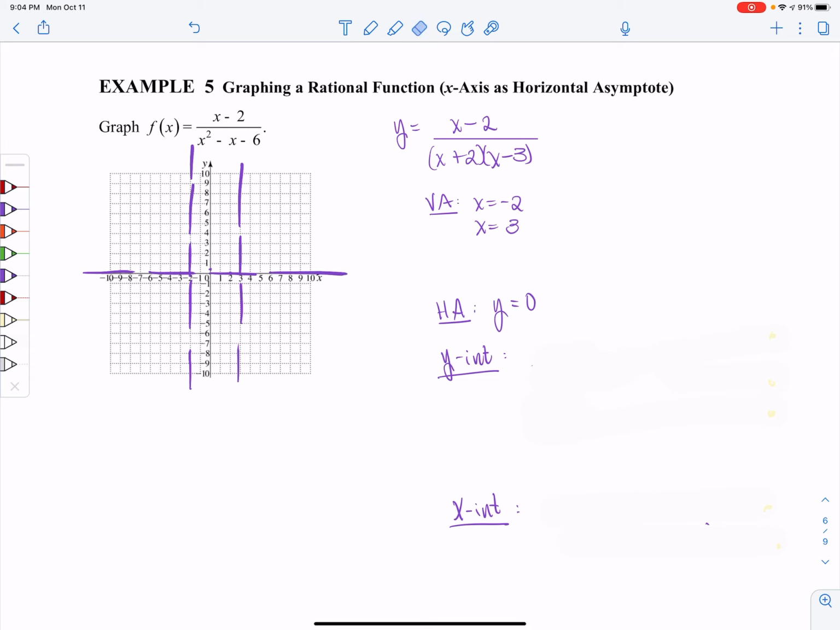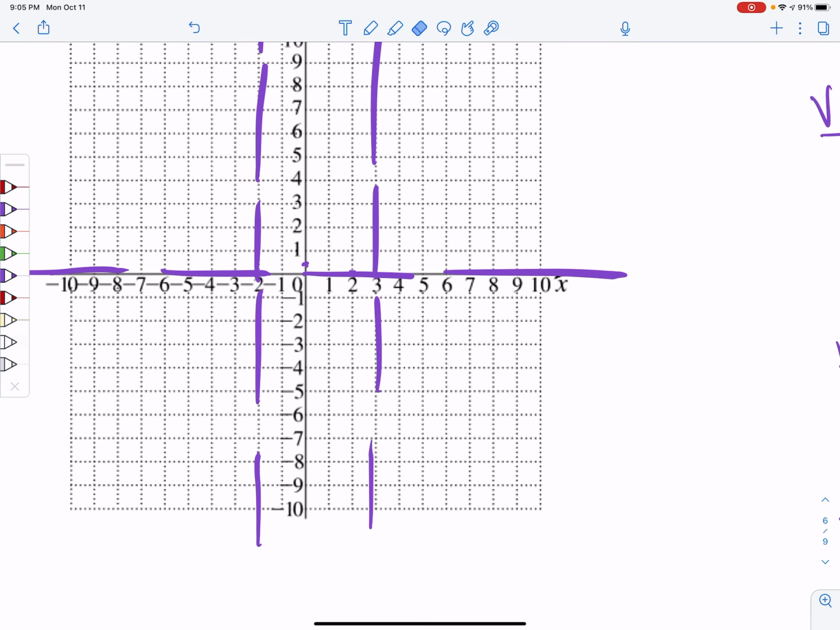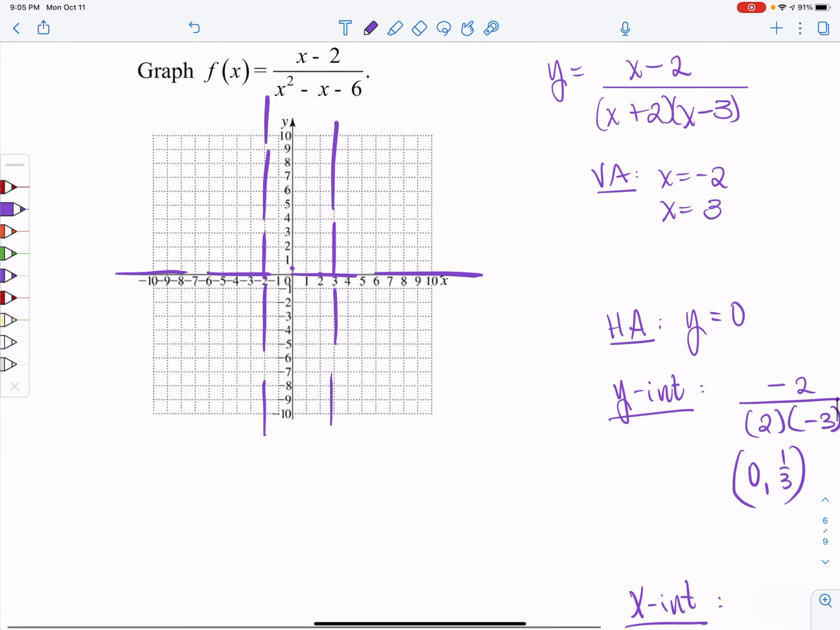My Y-intercept is going to occur whenever I plug in 0 for all my x's. So I plugged in 0 for all my x's, and I used the factored version to do that. And then when I simplified, I'm going to get 1/3. So my Y-intercept is going to occur at 0, 1/3. Now I know that this is really tiny. You've got to get that in there, but 0, 1/3.